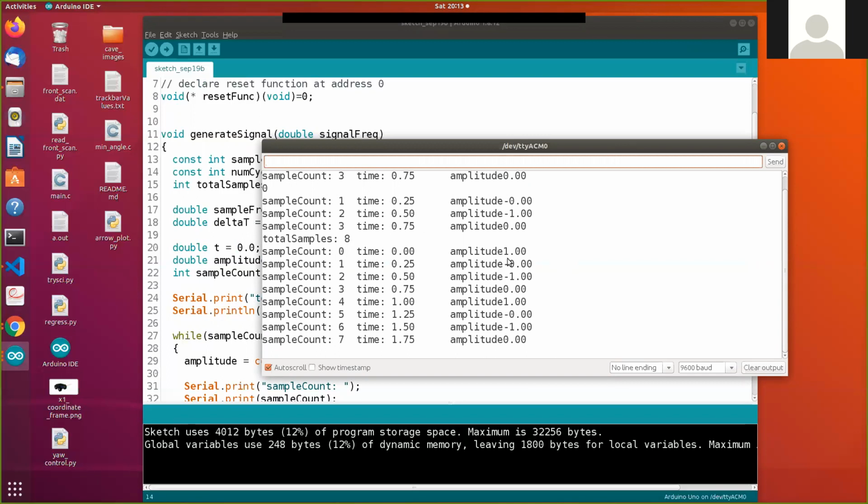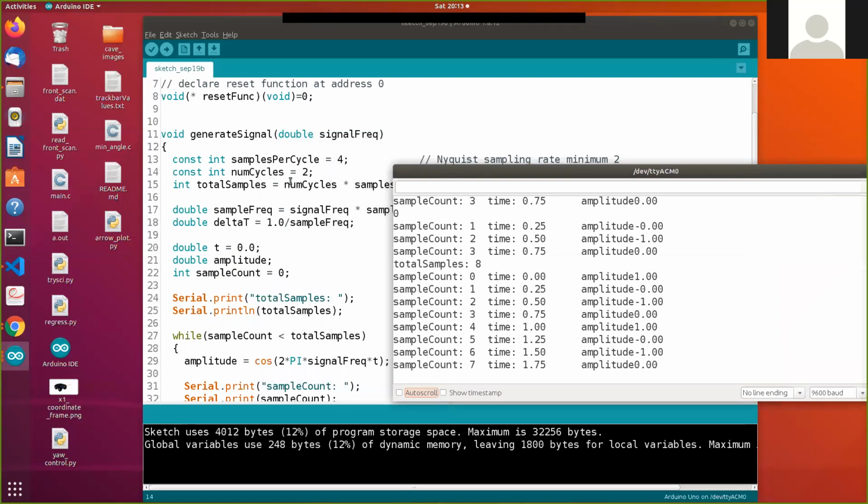Our amplitude, notice that didn't change, right? Think about why didn't it change? Well, all I did was increase the number of cycles, not the number of samples per cycle. So we still have the same number of samples per cycle. So we're still generating cosine of 0 degrees, cosine of 90 degrees, cosine of 180 degrees, and cosine of 270 degrees.